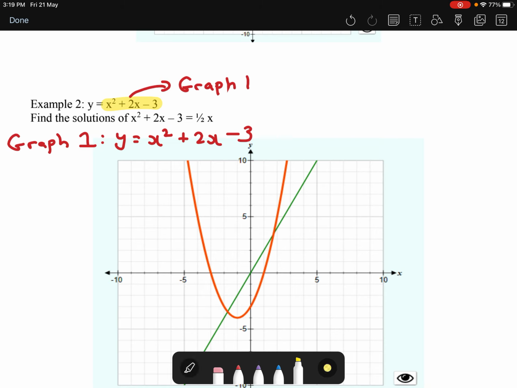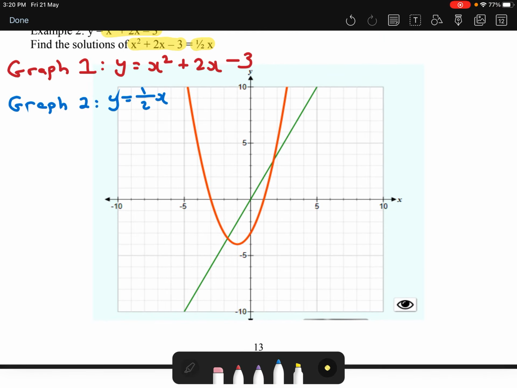What about graph 2? If you look, graph 1 appears on the left hand side, which is x squared plus 2x minus 3. Graph 2 will be your right hand side, so graph 2 will be y equal to half x. It's a straight line graph with no y-intercept. That's why you see the green line just passes through the origin. So what is the solution of the graph? The solution of the graph is right here and right here.